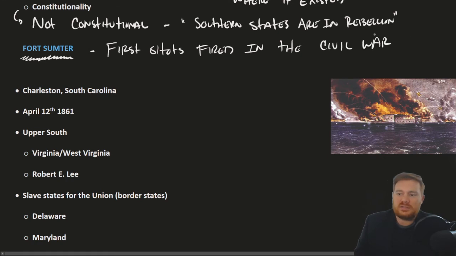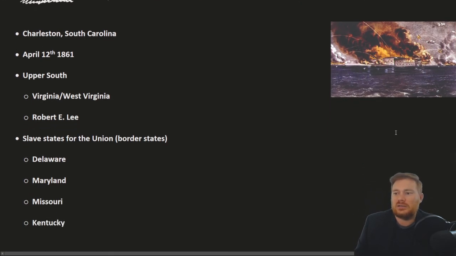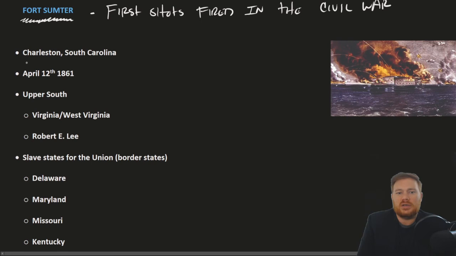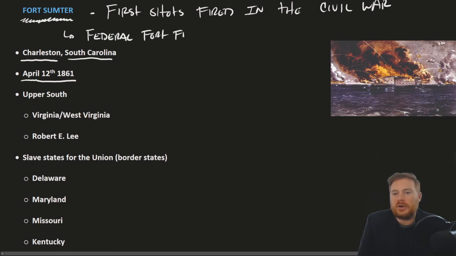So what was happening in the states that had seceded? First I'll mention that Fort Sumter occurred in Charleston, South Carolina. It occurred on April 12th, 1861. Fort Sumter was a federal fort fired upon by South Carolina militia. Here you can see an image of Fort Sumter being bombarded.